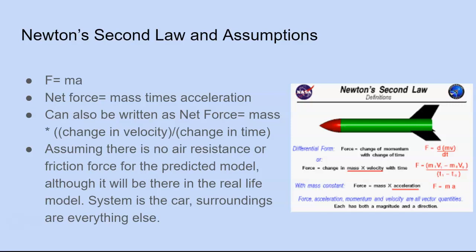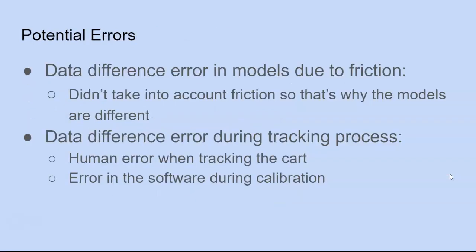We're assuming that there's no air resistance or friction force for the computational model, although it will be there in the real life model. The system is the car and the surroundings are everything else. As you can see on the right here, these are Newton's second law equations, but they come in different forms, and they all essentially convey the same idea.